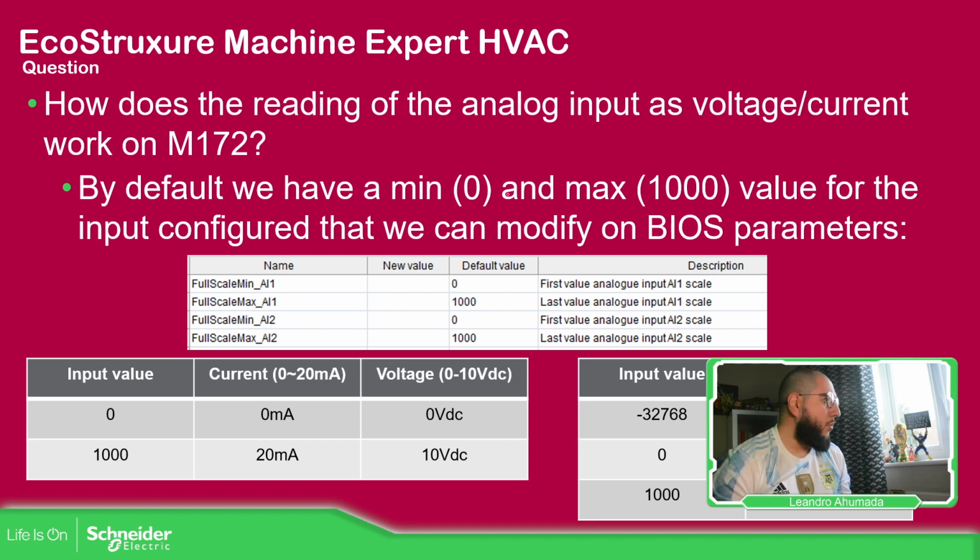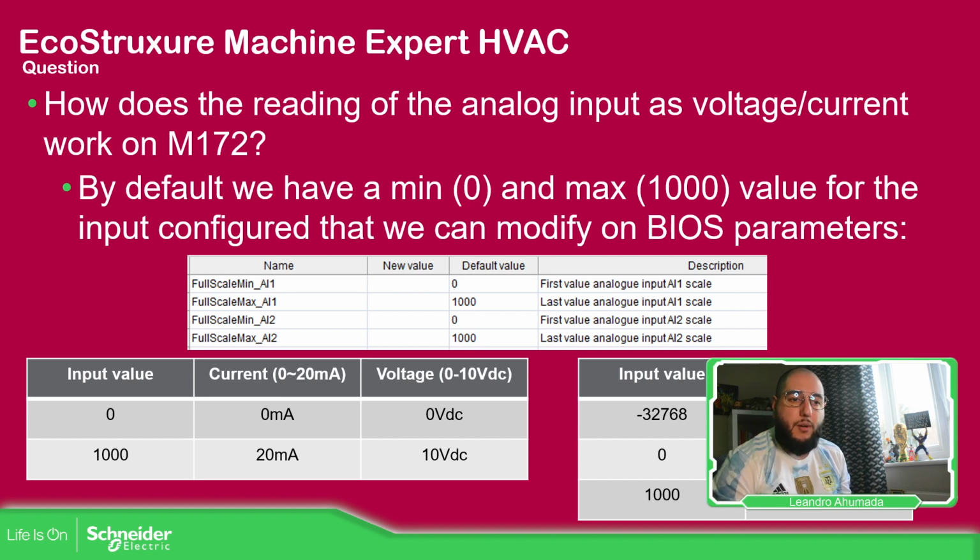By default, we have these two limits, from 0 to 1000. It means that for the value you put on the input, for example if it's voltage, 0 volts is going to be 0, and if you are using 10 volts, it's going to be the value 1000. Based on that, you can scale the variable to make it work as you want. The same can be applied for the analog input configured as a current: 0 milliamps would be the value 0, and the 1000 is going to be the 20 milliamps.